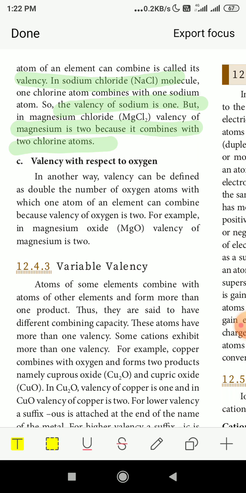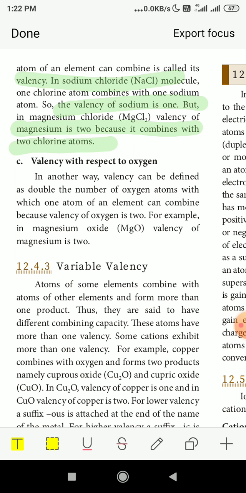Whenever oxygen combines with any element, the valency of oxygen is always 2. In magnesium oxide, only MgO is written, but oxygen always has the valency 2, so magnesium will have the valency 2.